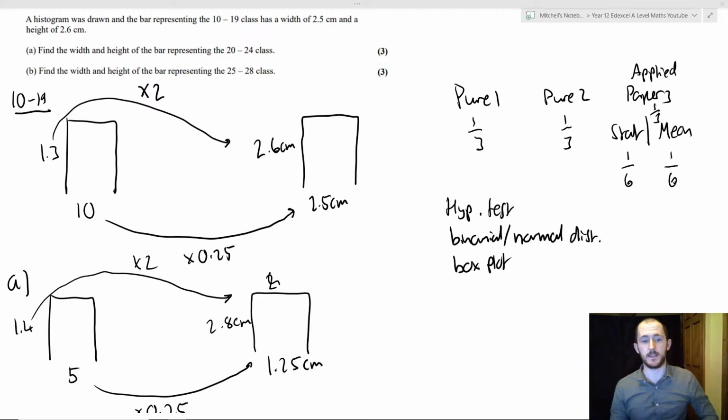So probability, I wouldn't say it's from GCSE, because it's using the binomial and normal distribution 9 times out of 10. But they might give you a Venn diagram if you're lucky, which is basically just GCSE. Box plot, it's from GCSE, assuming that in GCSE you went up to outliers. So if you went up to outliers, then it's pretty much all GCSE. If not, the only extra bit is outliers.